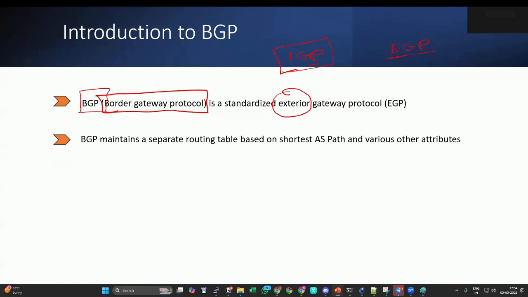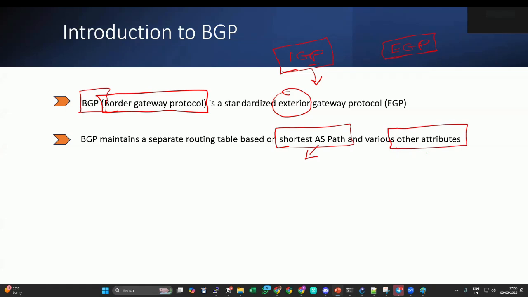So what is the difference between these? IGP is running in the internal network, while EGP you can even run on internal as well. But if you want to connect two external entities, two different organizations, then EGP is required. It means BGP is required. So BGP is actually maintaining a separate routing table based on shortest AS path. AS means autonomous system, that we are going to see after this slide, and other attributes that we are going to learn in the upcoming sessions.